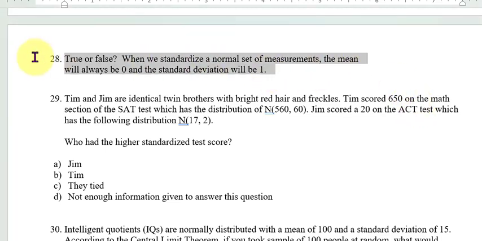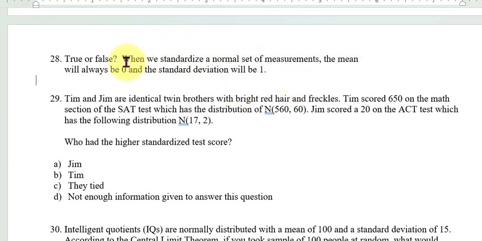Next question. Here we go. True or false? When we standardize a normal set of measurements, there's a keyword right there: normal. The data set has to be normal. And if it's not normal, this ain't true. But if it is normal, this is true.